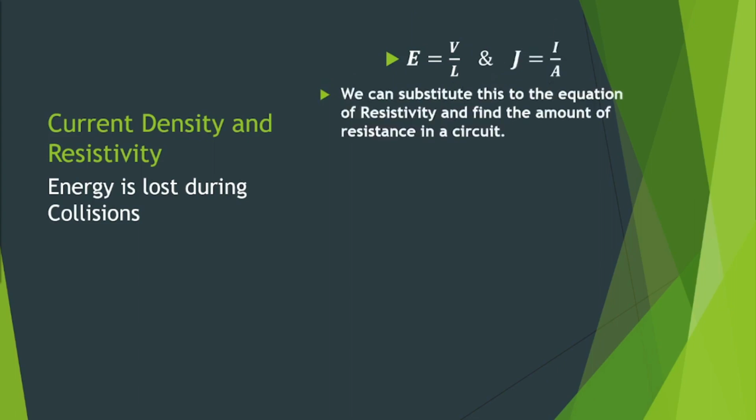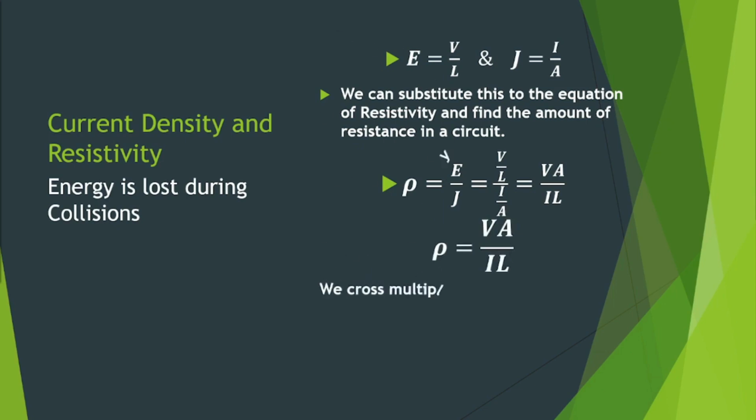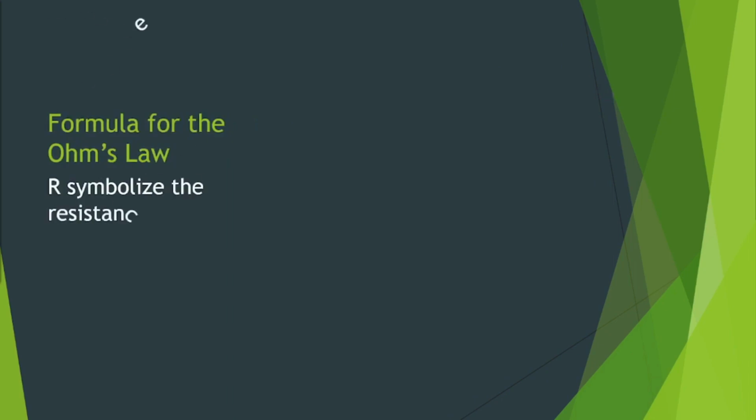We can see that the resistivity ρ is equal to V times A over I times L. We cross-multiply L and A to the resistivity and find out that ρ times the ratio of length L over area A is equal to V over I, which is equal to the resistance R. This is also the formula for Ohm's law. R symbolizes the resistance in the circuit.